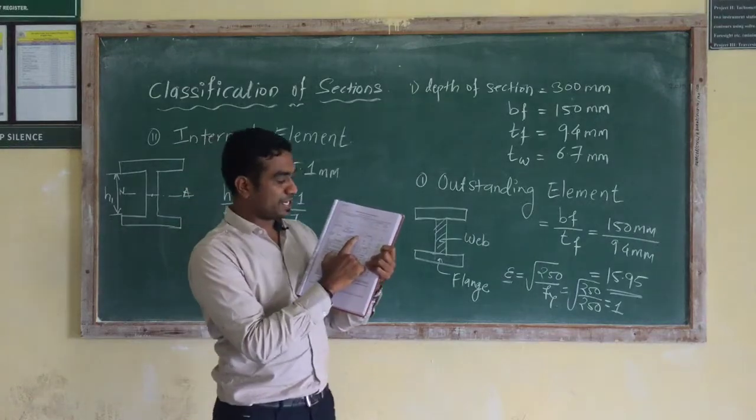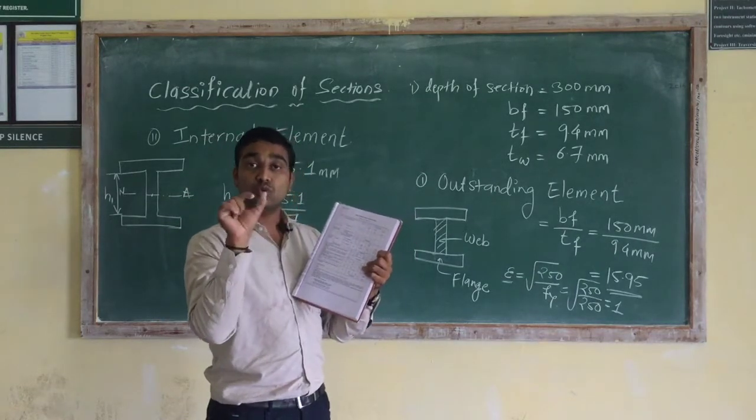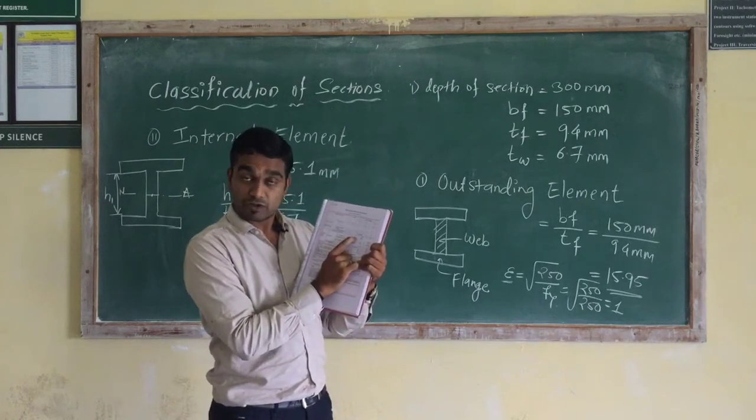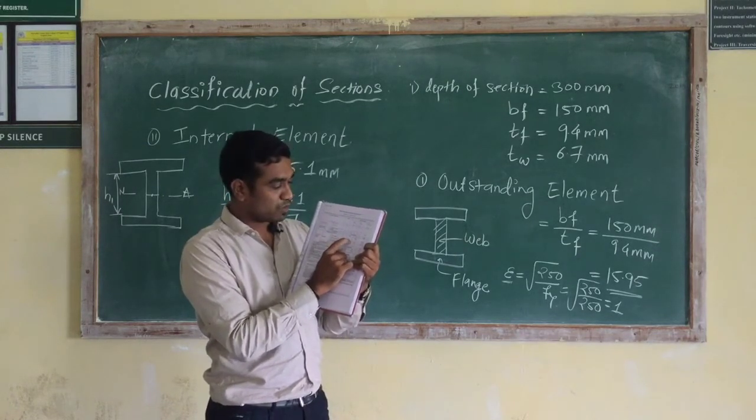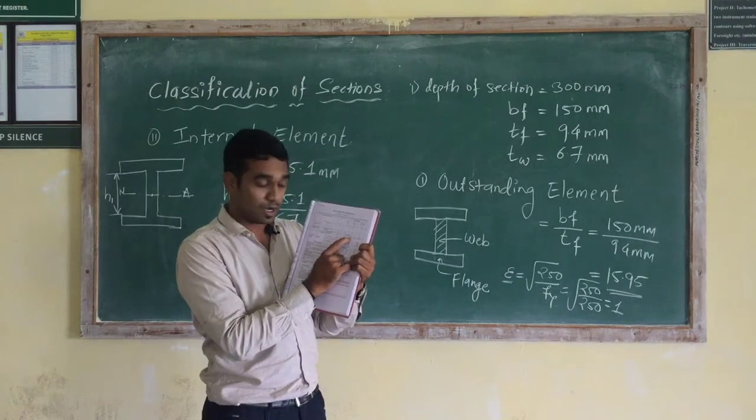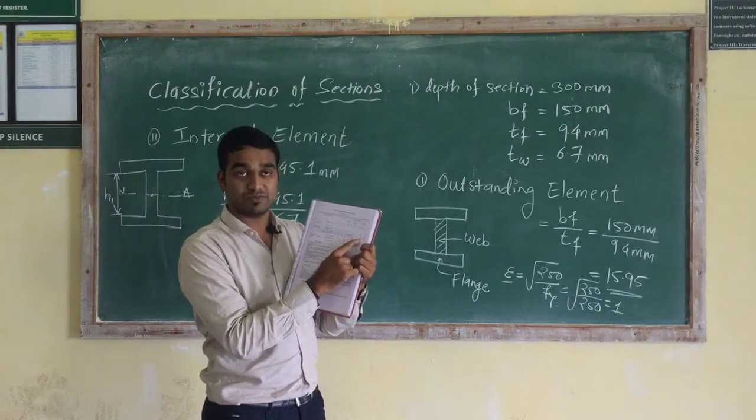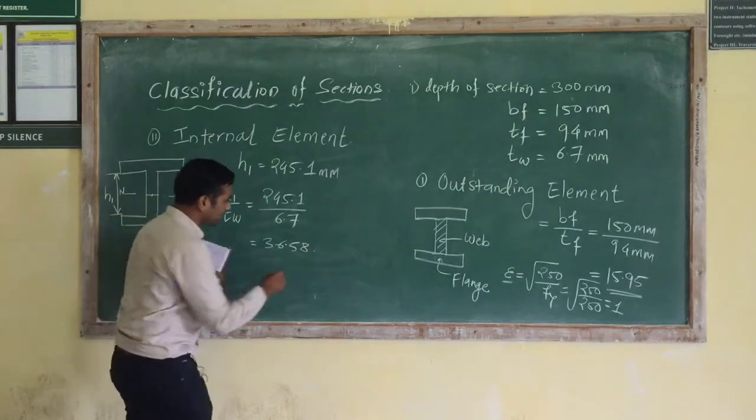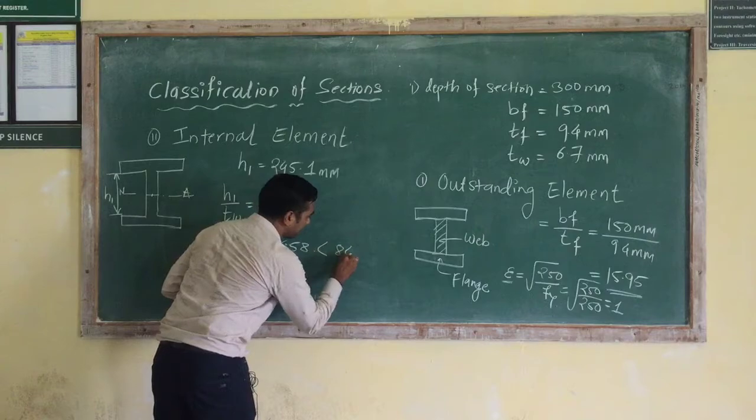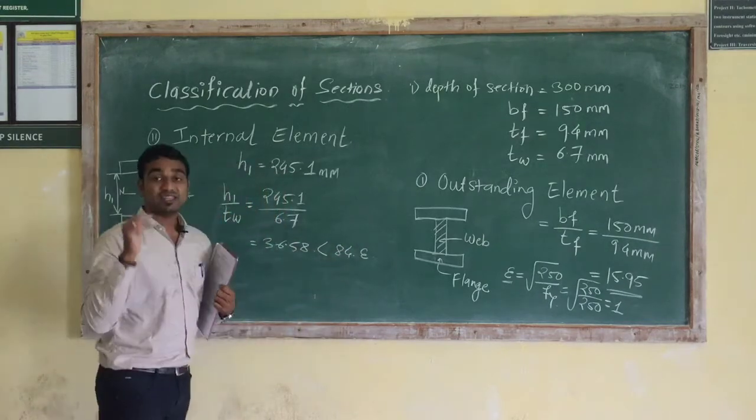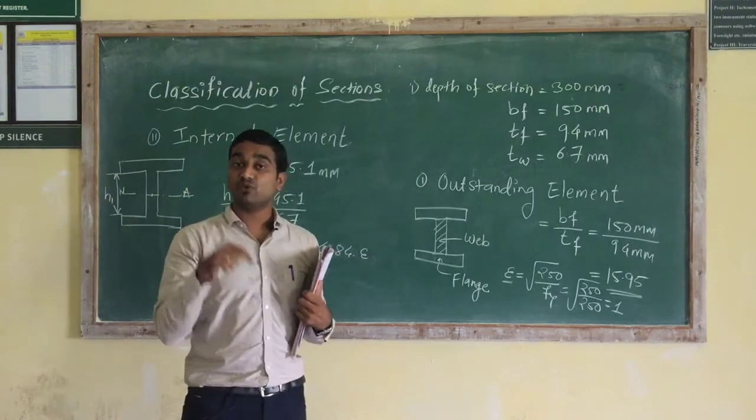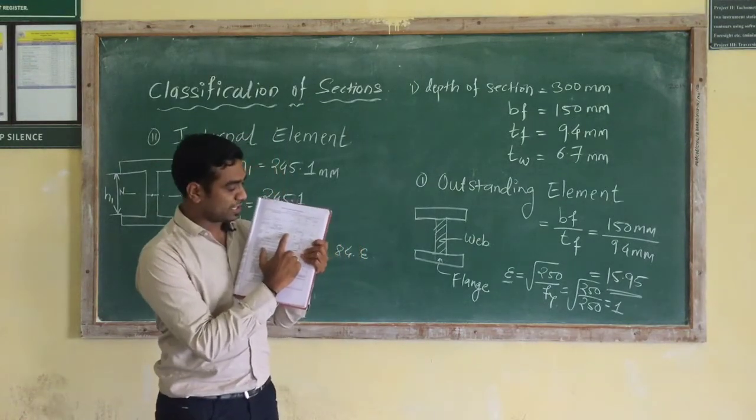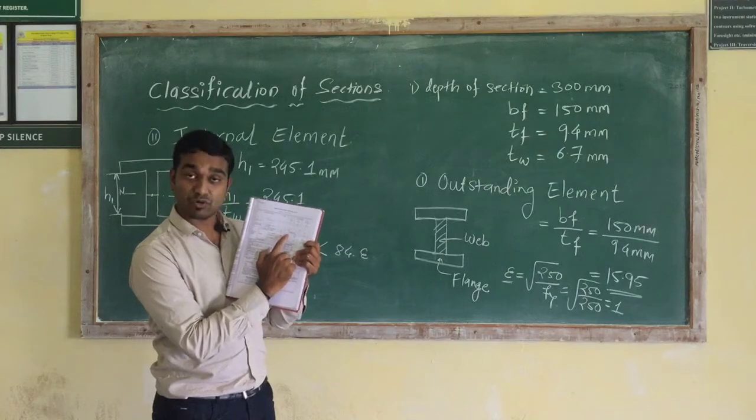So the D upon TW ratio, that is depth to thickness ratio, has limits: the first value is 84 epsilon, the second is 105 epsilon, and the third value is 126 epsilon. Here our value is less than 84 epsilon. Okay, here you can compare the value. D upon TW ratio is less than 84 epsilon.